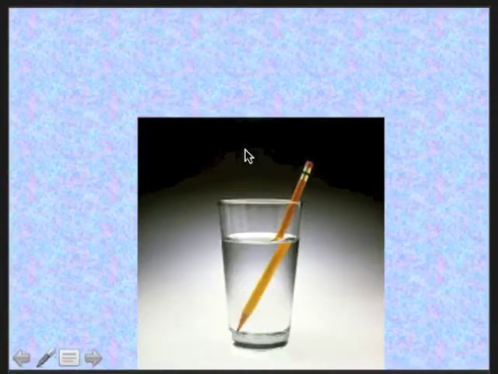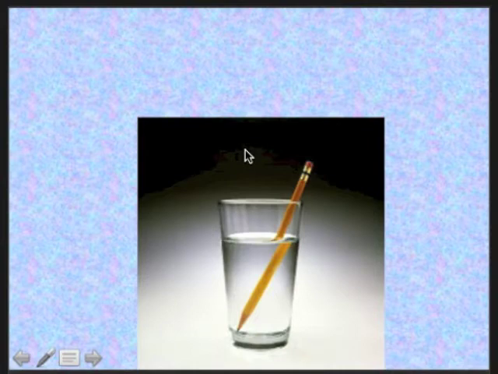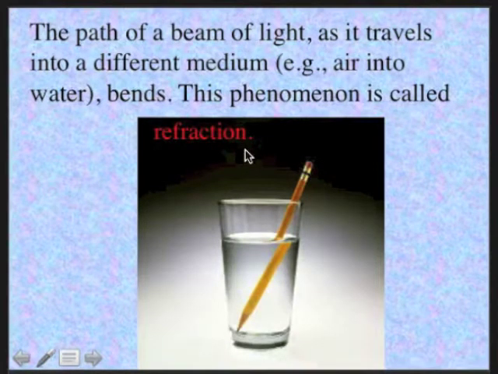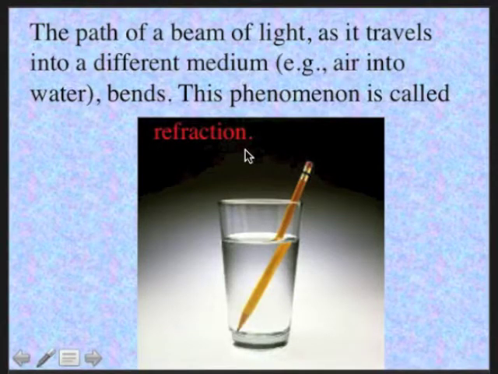Now we're going to talk about the ways that particles and waves act differently. We've all had the experience of taking a pencil or a stick and putting it into water, and it appears as if the pencil, for example, bends in the water. The path of a beam of light as it travels into a different medium bends. When we go from air to water, the light travels at a different speed in the different medium, and it causes this phenomenon called refraction.